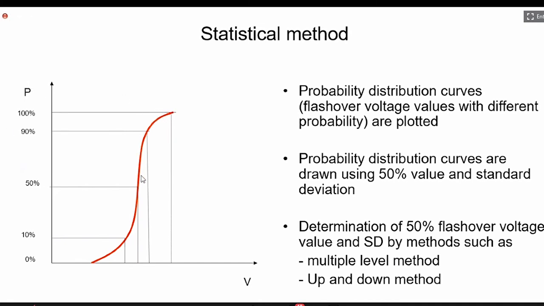If this curve represents the probability of breakdown with voltage, you can see that, for example, if you take a surge protector and then apply the voltage, depending on the voltage, the breakdown probability of the surge protector changes. When the voltage increases, the probability becomes higher, and finally it becomes almost 100%. The same thing applies for a load as well, either a transformer or an insulator.